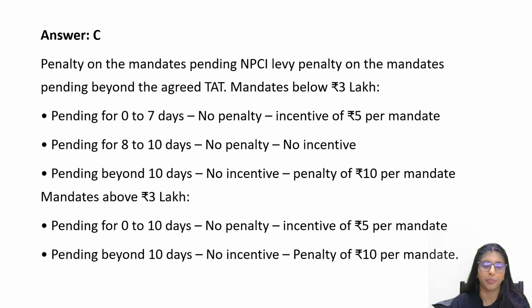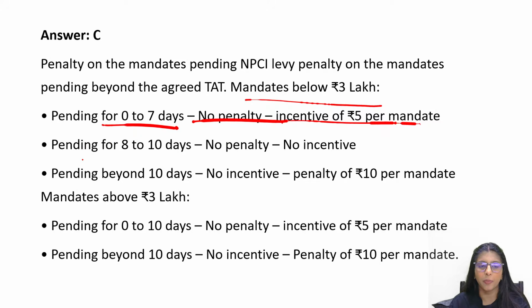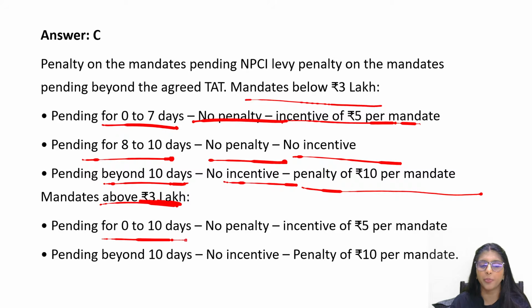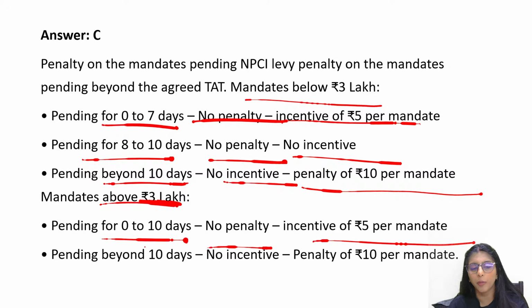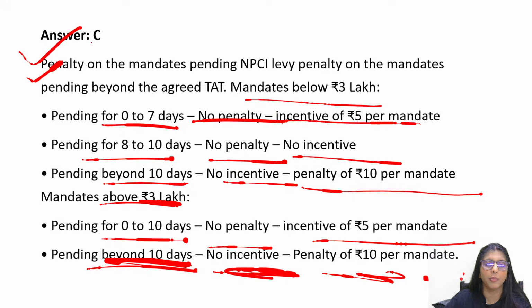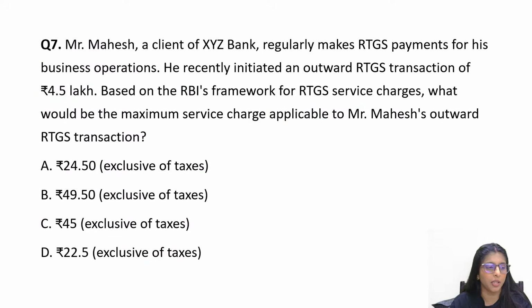That is option C. If the mandate is below 3 lakh and pending from 0 to 7 days, no penalty, incentive of rupees 5 per mandate. Pending from 8 to 10 days, no penalty, no incentive. Pending beyond 10 days, no incentive, penalty of rupees 10 per mandate. If the mandate is above 5 lakh and pending for 0 to 10 days, no penalty, incentive of 5 per mandate. Pending beyond 10 days, no incentive, penalty of 10 per mandate. It is quite important. It can come in the exam.